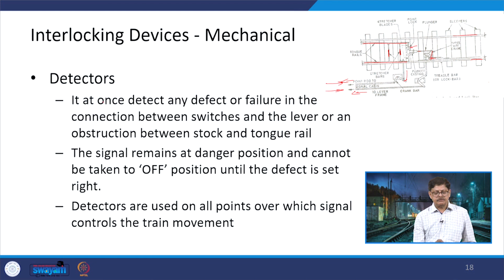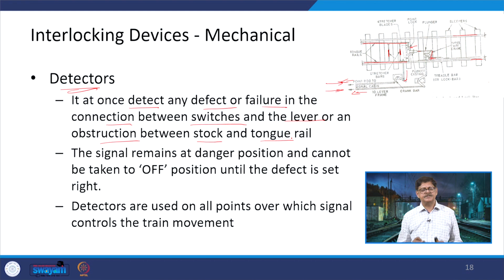Now, when we talk about detectors, what are detectors? They give you an idea of where the train is. Once a detector finds any defect or failure in the connection between the switches and the lever, or an obstruction between the stock rail and the tongue rail, it gives an indication to the people who are setting it, and they first have to rectify that. The signal remains at danger position and cannot be taken to the off position until this defect is set right. Detectors are used on all points over which the signal controls the train movement. So, this is a safety feature provided at this location.